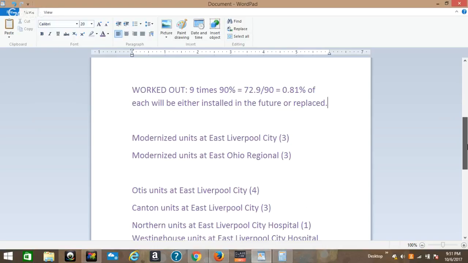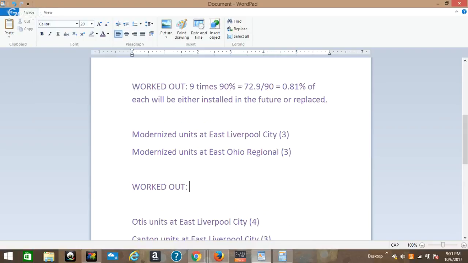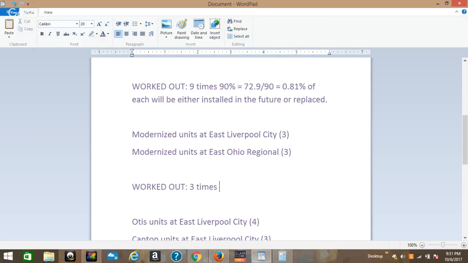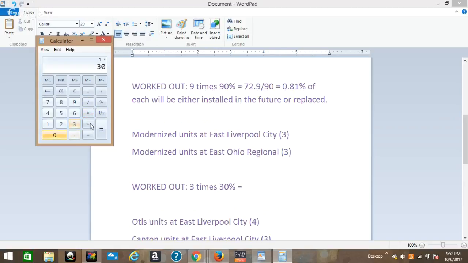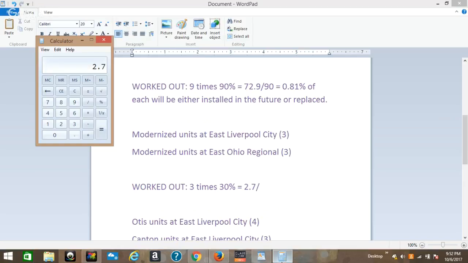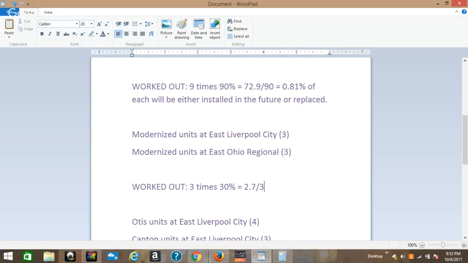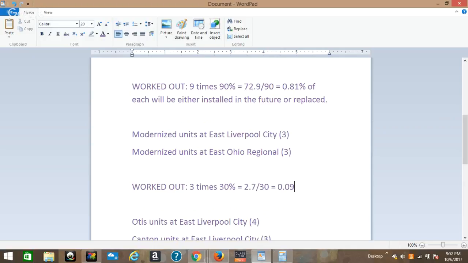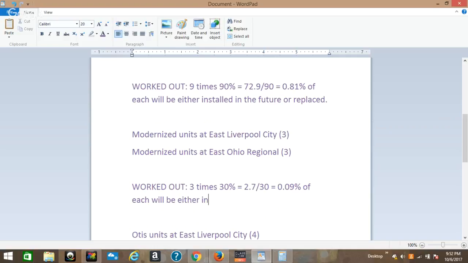All right. Next is modernized units. How do we work it out? We do the same thing. We have a tie. So 3 and 30% equals 2.7% divided by 30 is 0.09%. So 0.09% of each will be modernized.